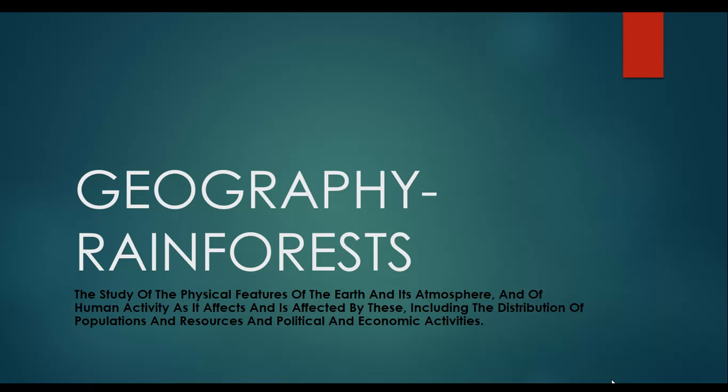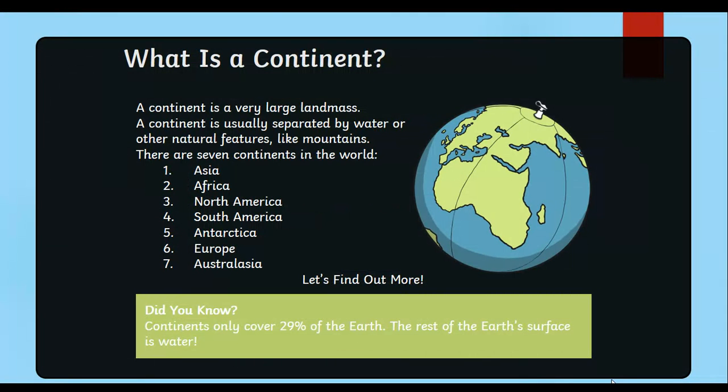It's the study of physical features of the Earth and its atmosphere and the effect we have on it. Right, we're going to do a bit of a recap about what the 7 continents are. Some may know this, some may not. A continent is a very large land mass, so it's like a very large piece of Earth. A continent is usually separated by water or other natural features like mountains. You can see that there are 7 of them: Asia, Africa, North America, South America, Antarctica, Europe, and Australasia.